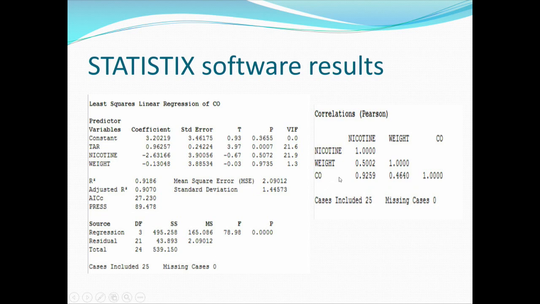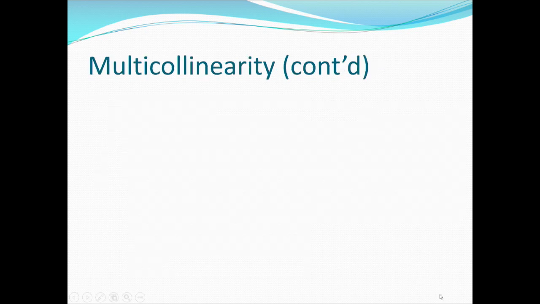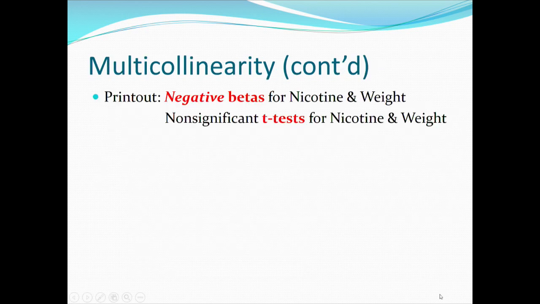So you're looking at the correlation between X, nicotine, and TAR. Let's assume it's like that, and it's really high. It's 0.9 something. That's a very high correlation, a strong correlation between the two X's. The X's are correlated. That's a problem. That's what's causing the problem: the printout showing the negative betas, which don't make any sense.